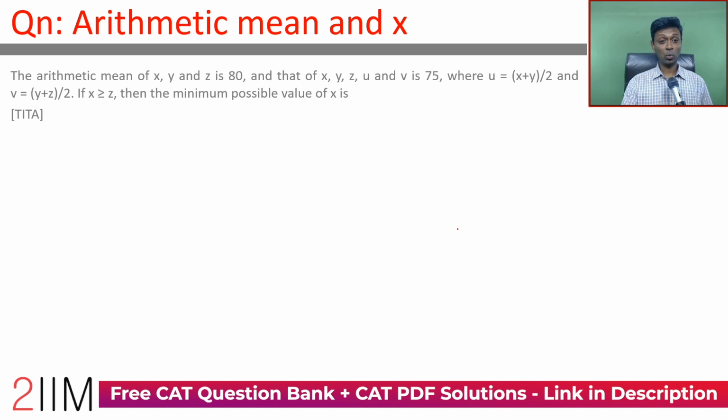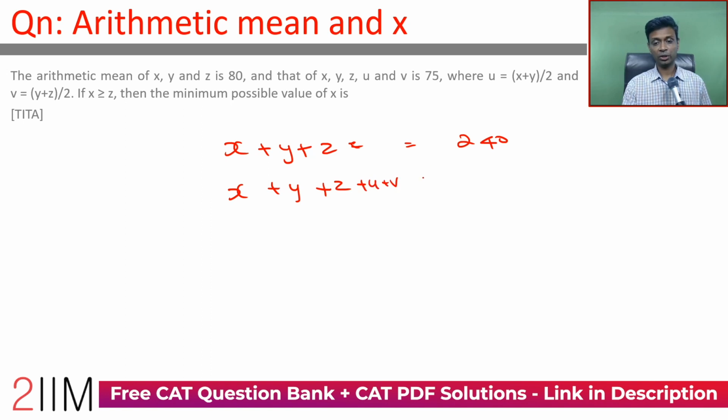The arithmetic mean of X, Y and Z is 80, or X plus Y plus Z is 240. The arithmetic mean of X, Y, Z, U and V, or X plus Y plus Z plus U plus V equals 75 into 5, 375. Or U plus V is 375 minus 240, which is 135. Where U is (X plus Y) by 2 and V is (Y plus Z) by 2.